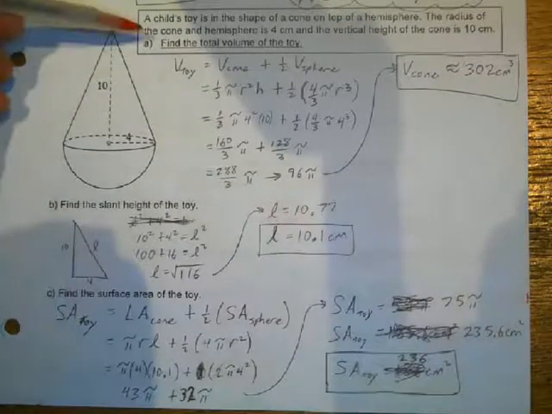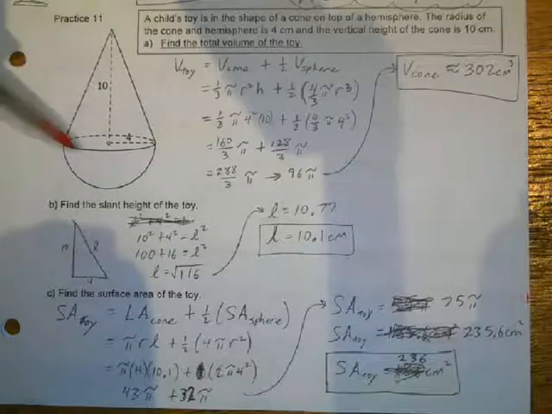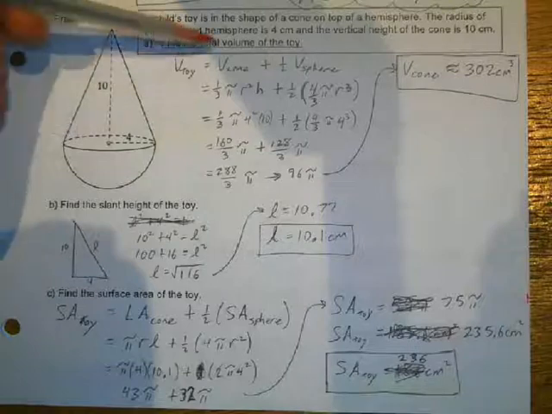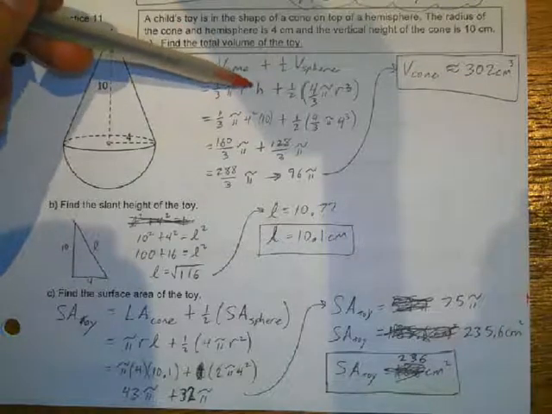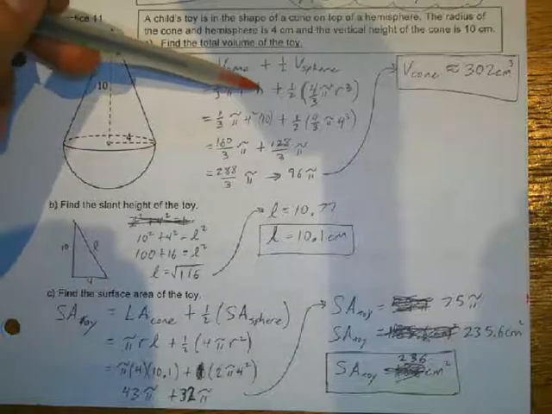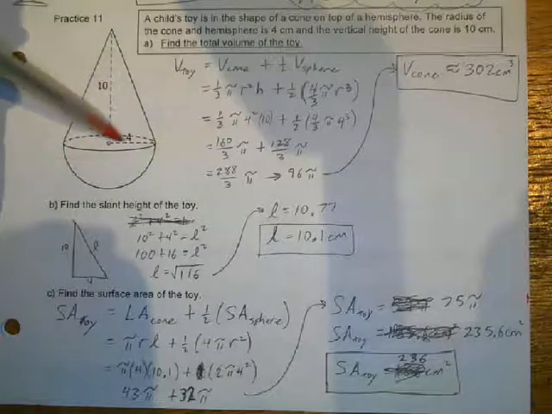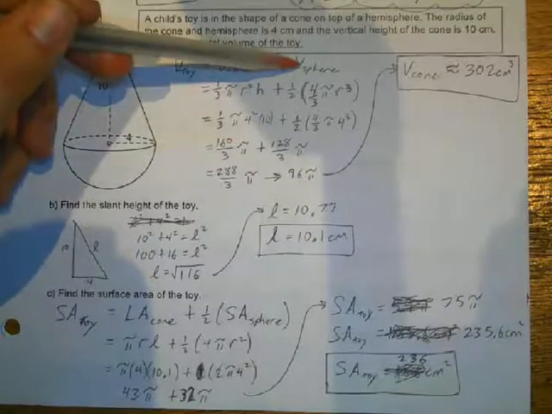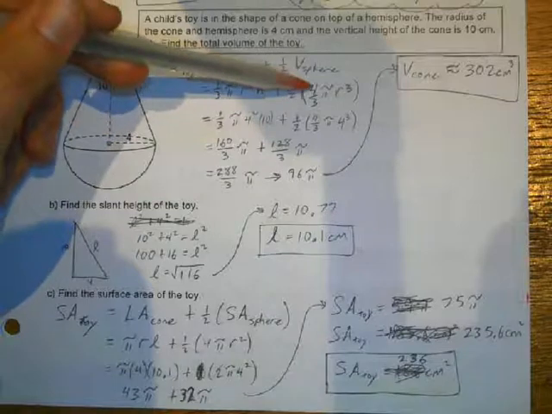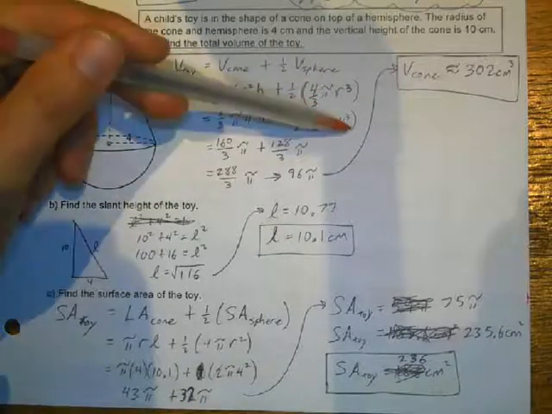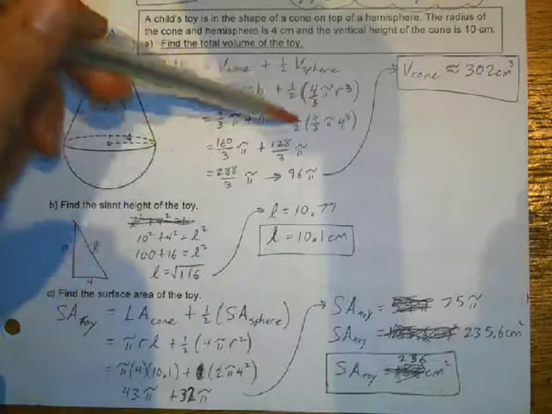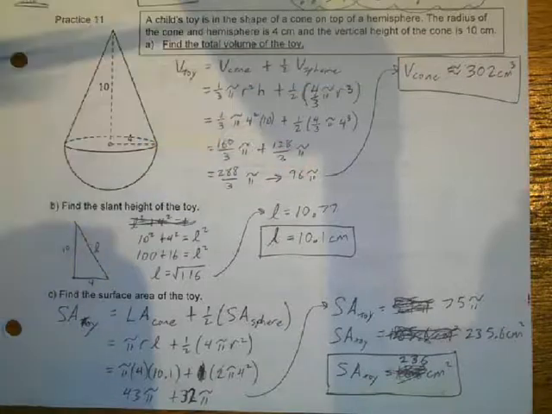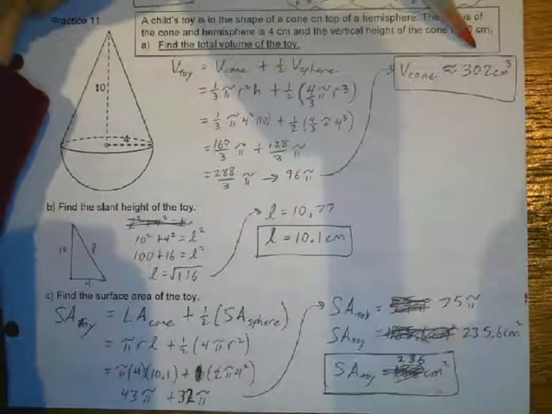Okay, find the volume of the toy. So we've got a cone, and we've got the volume of half of a sphere. The volume of a cone is 1/3 pi r squared times the height. The radius is 4, the height is 10. This is the volume of the cone. The volume of the sphere is 4/3 pi r cubed. We know the radius is 3, and we've got half of a sphere, that's why it's half. Then we add these together, simplify, and we get 302 centimeters cubed.